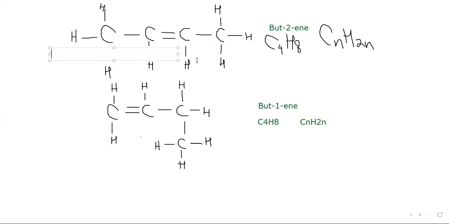If I name the top one as molecule A and the other as molecule B, you can see both of these molecules have the same molecular formula, C4H8, but they have different structures. That's why they are named differently: this is but-1-ene and this is but-2-ene.